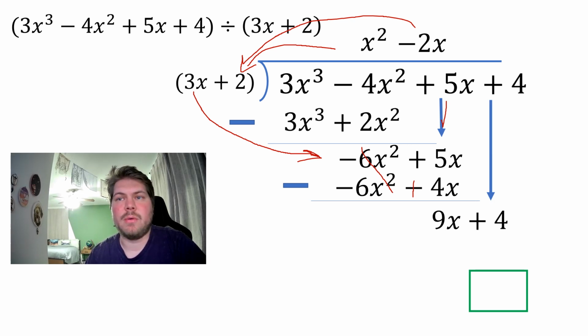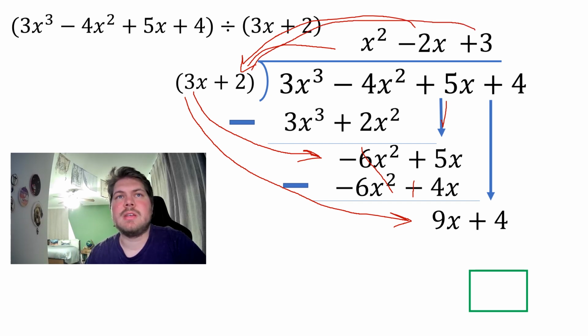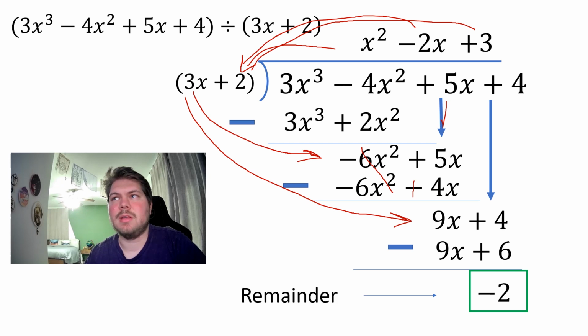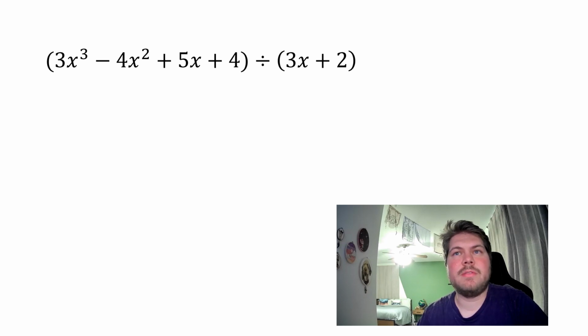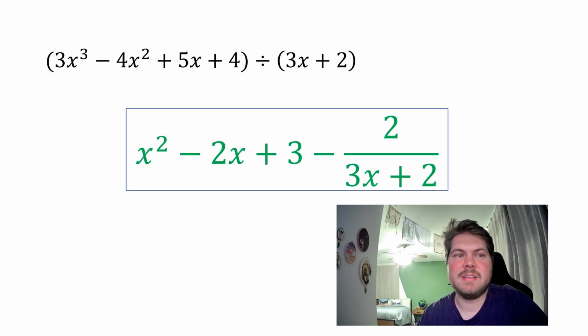And then we bring this other 4 down. How many times does 3x go into 9x? Well, they both have an x. 3 goes into 9 3 times. So 3 times 3x is 9x. 3 times 2 gives us 6. And then we're going to subtract that, and we get -2 is our remainder. So remember, the remainder, you're just going to divide it by what you were originally dividing by. So when we divide these two, we get this.